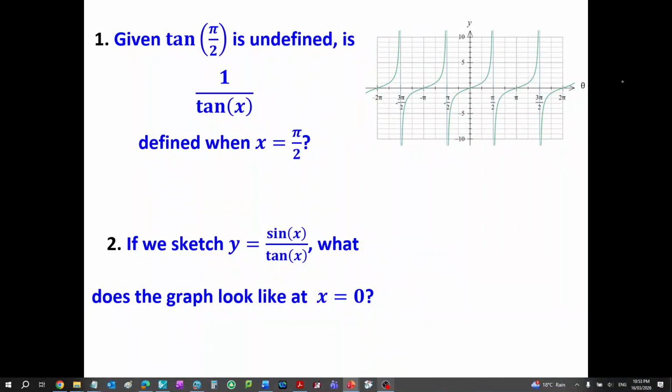Hello Specialist Maths fans, we're going to make a start on chapter 3, circular functions, and to begin with, we're looking at the reciprocal circular functions.